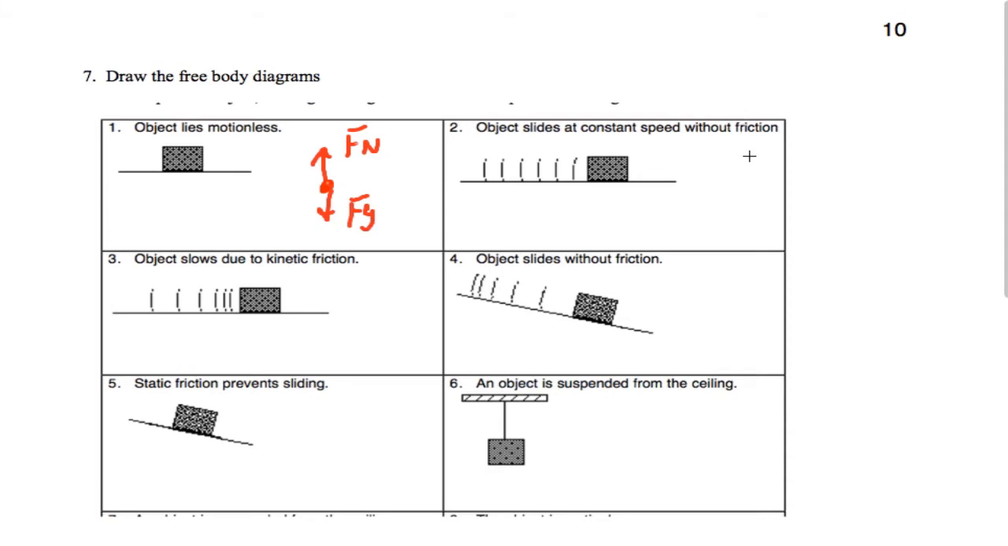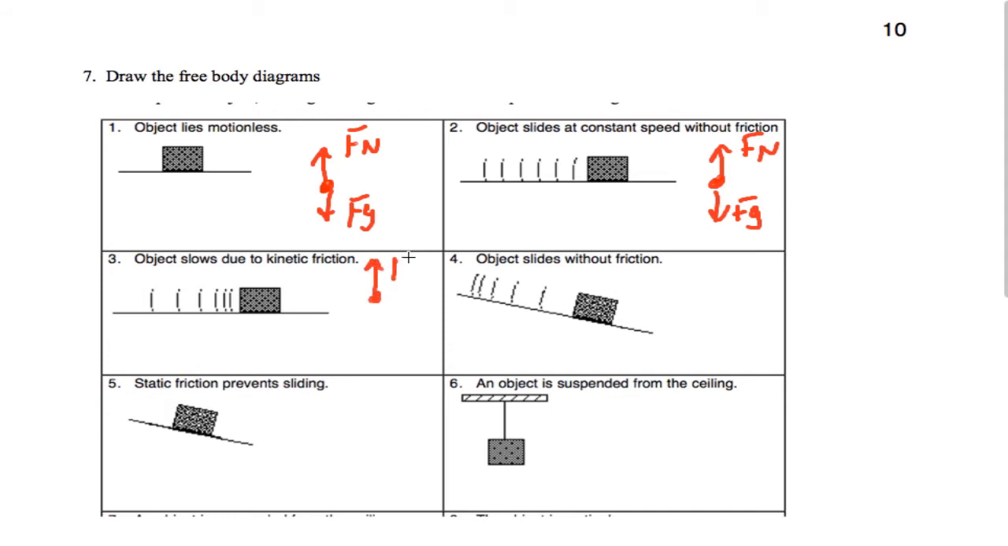Now, the object is sliding at constant speed without friction. Now, there may have been a force that got it moving in the first place, but now that it is moving, we don't need to explain that anymore. So we only have the normal force going up and the gravity force pointing down. There is no force of forward motion.